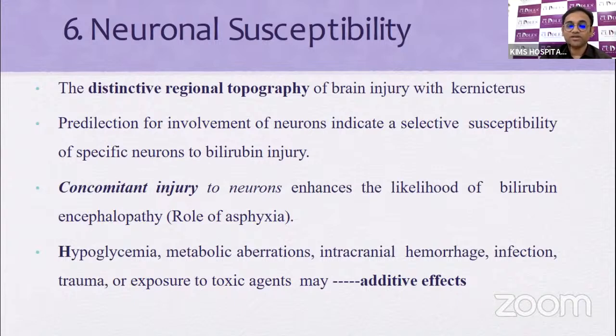Whenever there is a concomitant injury to the neurons in the form of asphyxia, there will be more chance for bilirubin encephalopathy. Any additive effects will happen if the baby already has other neuronal damage, such as hypoglycemia, any metabolic derangement, or existing intracranial hemorrhage, infection, trauma, or exposure to toxic agents.